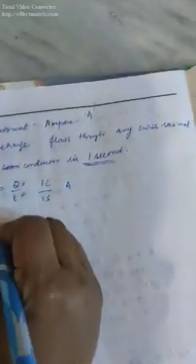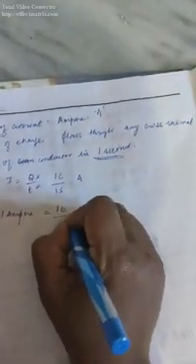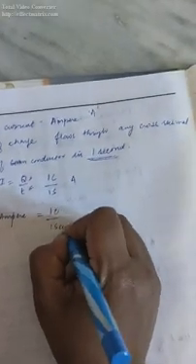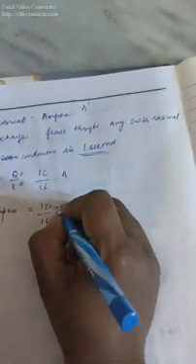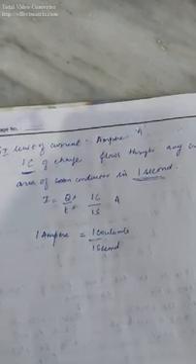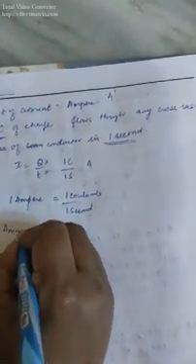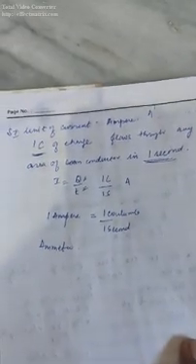It means 1 ampere is equal to 1 coulomb upon 1 second, or its unit will be 1 ampere is equal to 1 C per second. Okay, and this ampere or this current is measured by the instrument called ammeter. Okay, the instrument used to measure the current is ammeter.